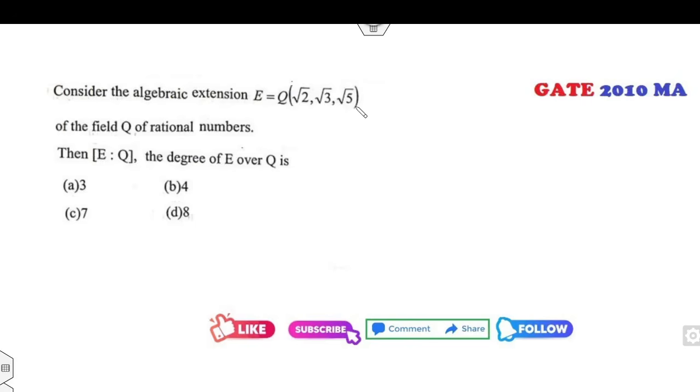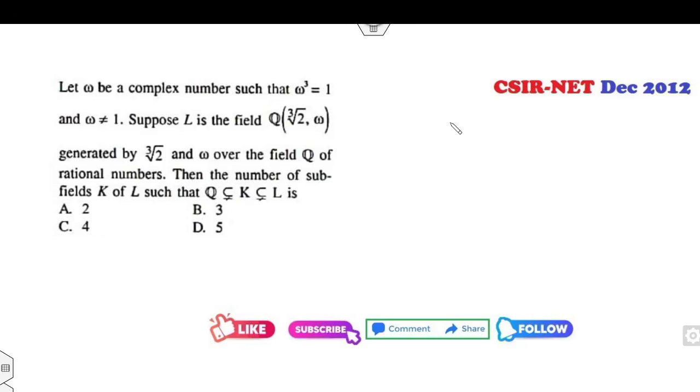Find the degree of the field extension E over Q, that means Q of root 2, root 3, root 5 over Q. Again you can see all are square roots. How many times is there a square root? 3 times, and there is no other term. So that's 2 raised to power 3, and 8 is my right answer. Students, make sure these numbers are different, distinct prime numbers.